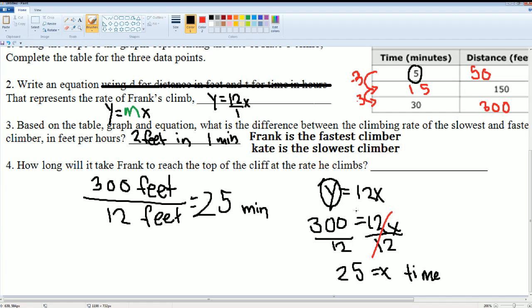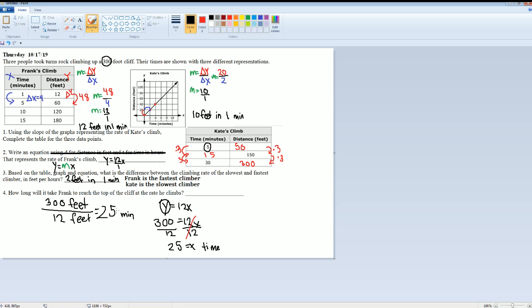That's another way of doing it, setting up the equation, doing the algebra. Okay, so there you go. Those are your solutions for Thursday for week 11. If you have any questions, please let me know.